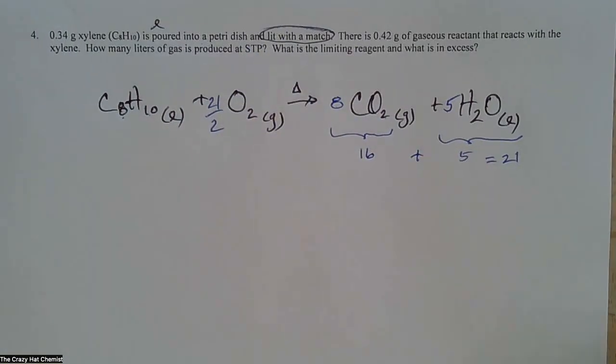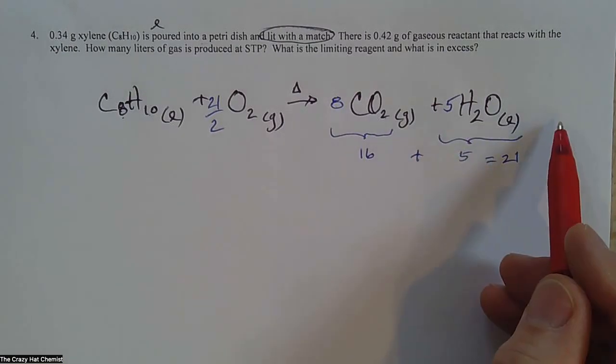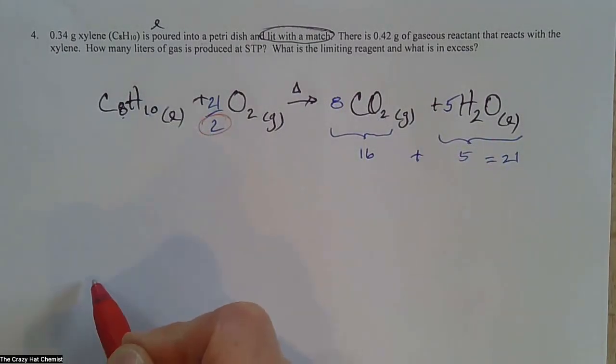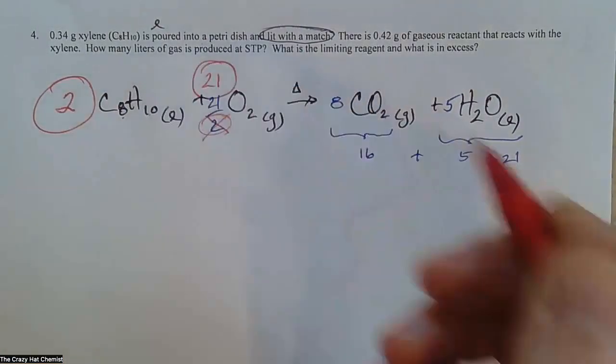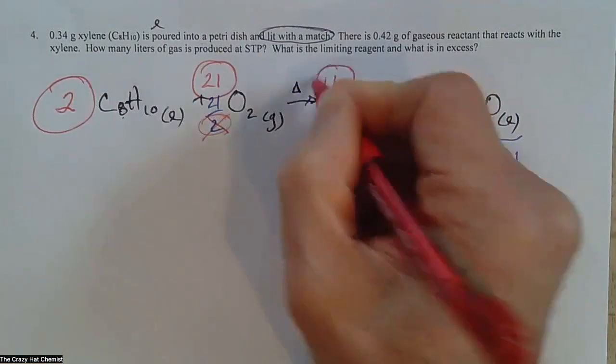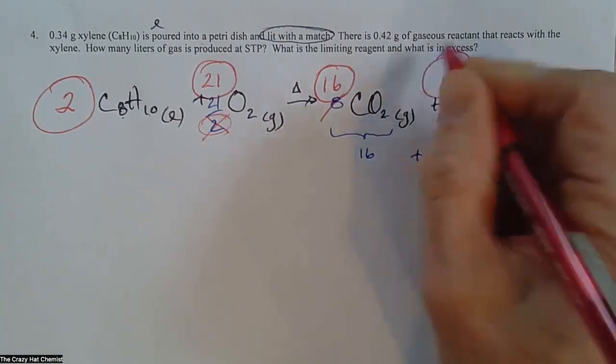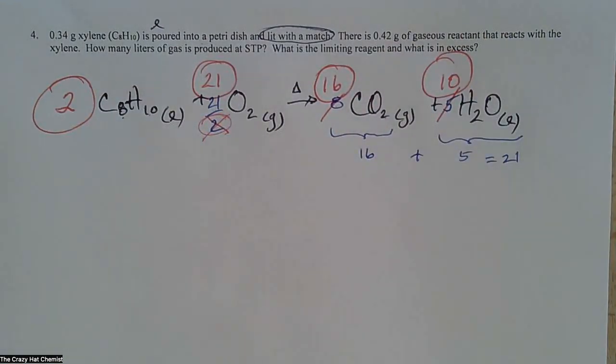Now, officially, this equation is balanced, but one of the things that we do at this stage in our chemistry instruction is that one of the rules is we cannot have fractional coefficients. So therefore, since we cannot have fractional coefficients, we're going to multiply the entire equation by this denominator 2 to get rid of the fraction. So my ending coefficients are going to be 2, 21, 16, and 10. Now I have my balanced equation.